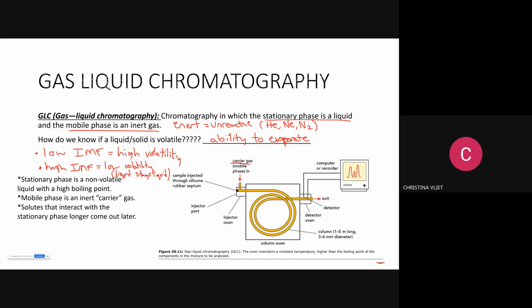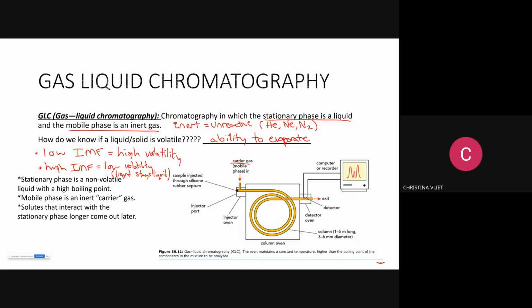And so you take your sample right here. It says you inject it through a silicone rubber. I'm pretty sure that means pipe, like just put it into rubber piping. And then here, this is your column, and it's a column oven. Why? Because it gets heated up.